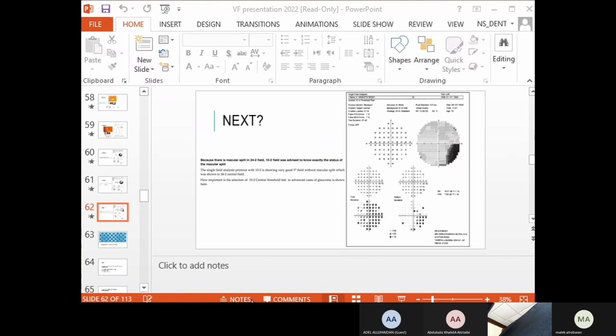Where mainly? Which quadrant? Temporal and peronasal. Okay. Say this is a paracentral scotoma. If the patient's vision is good, the 10-2 is not reaching the center, so we can say it's a paracentral scotoma. And the patient repeated the test a few months after, and he had this field. What do you think?